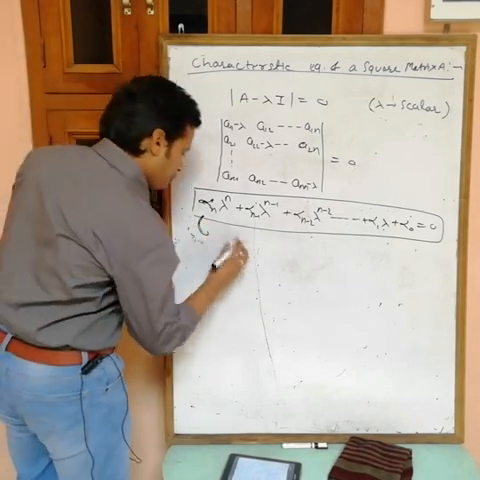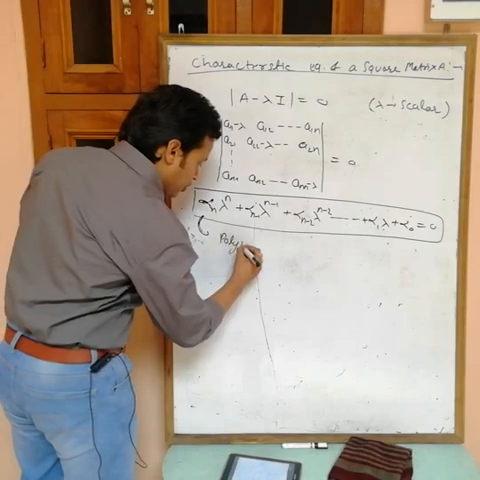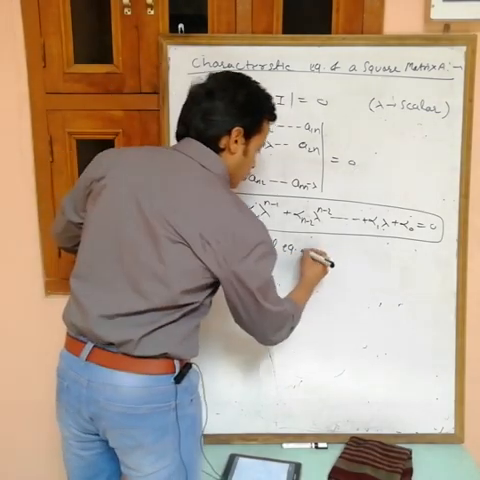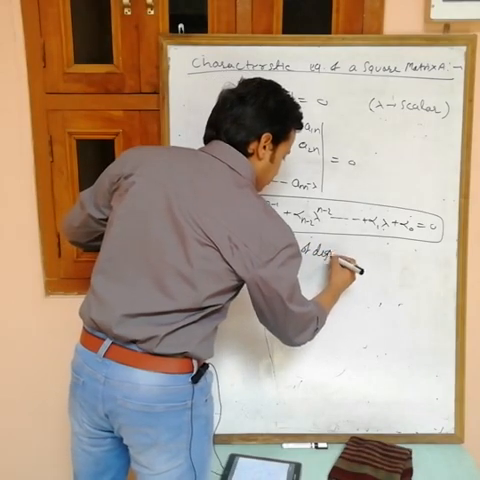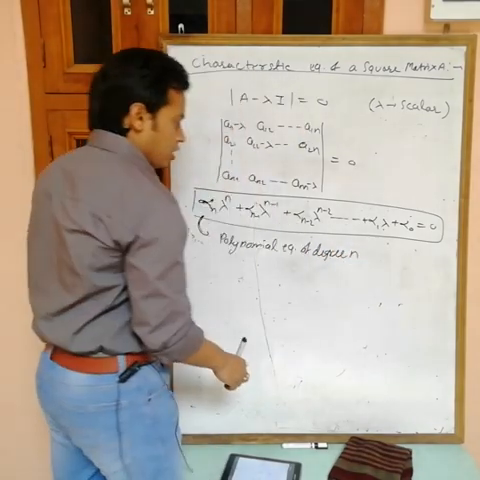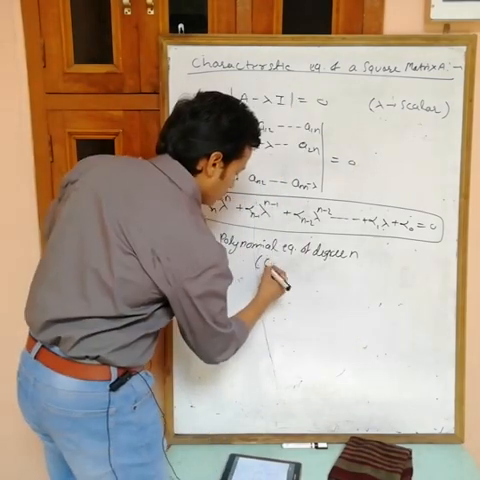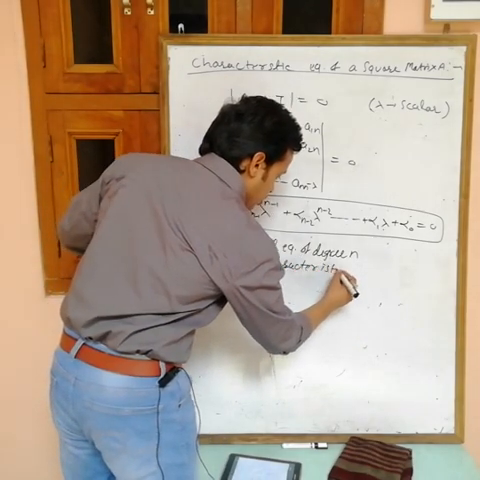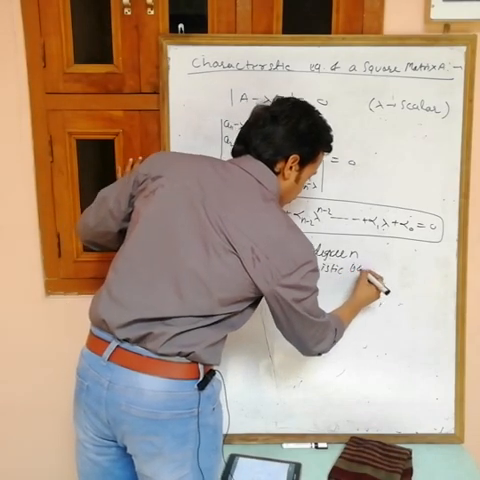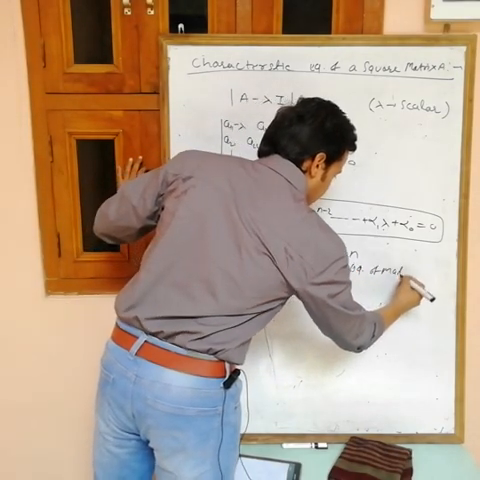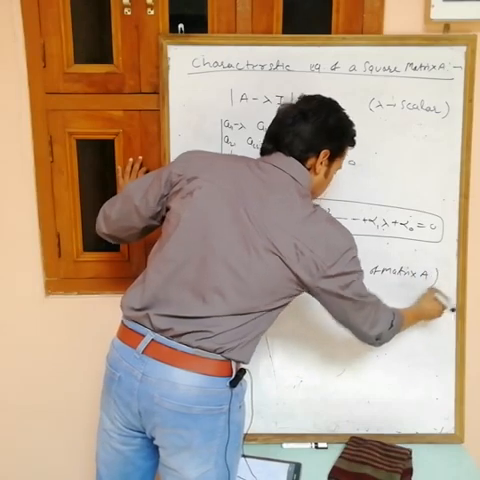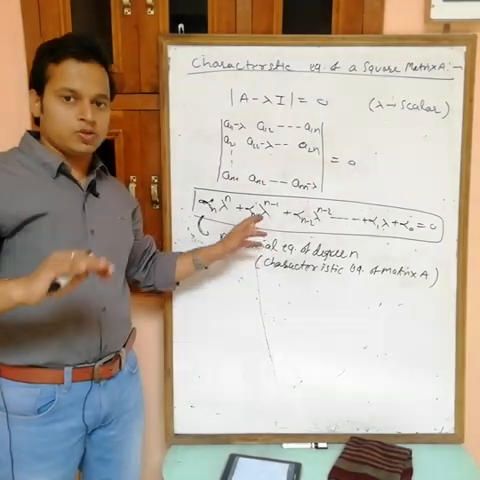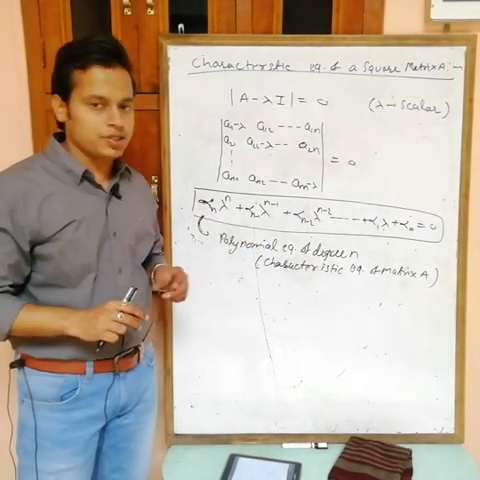This is the polynomial equation of degree n, and this is known as the characteristic equation of matrix A. Okay? So if you solve this one, then you will get an equation in this form, and this is known as the characteristic equation of matrix A.